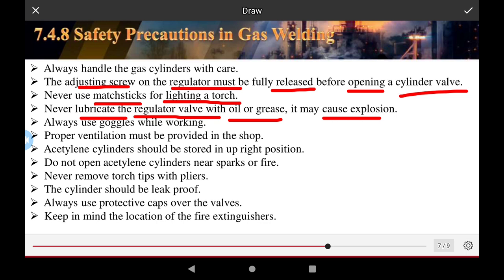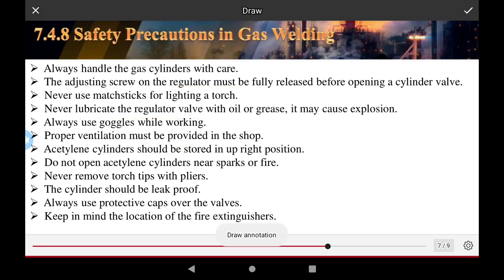Always use gloves while working. Proper ventilation must be provided in the shop. The acetylene cylinder should be stored in an upright position. Do not open the acetylene cylinder near a spark or fire.